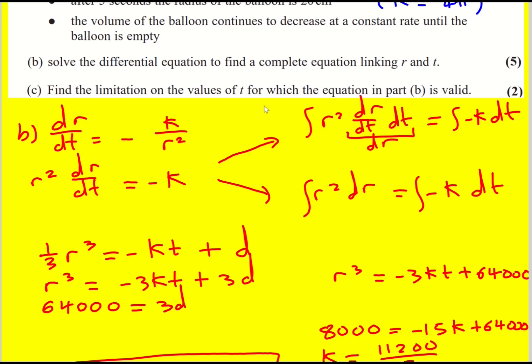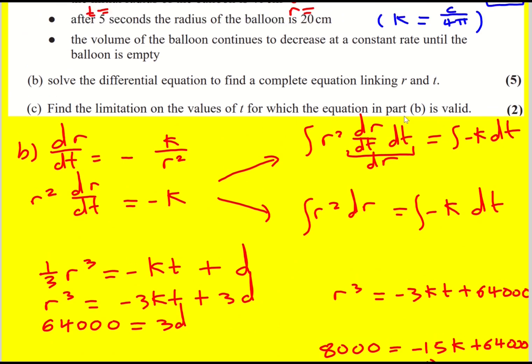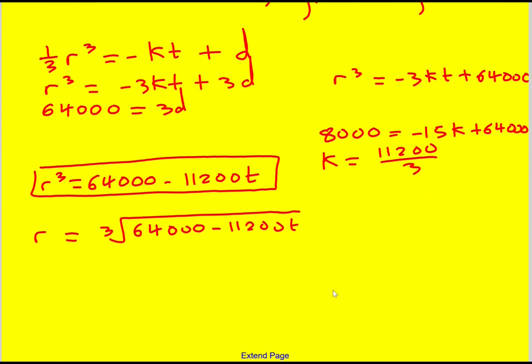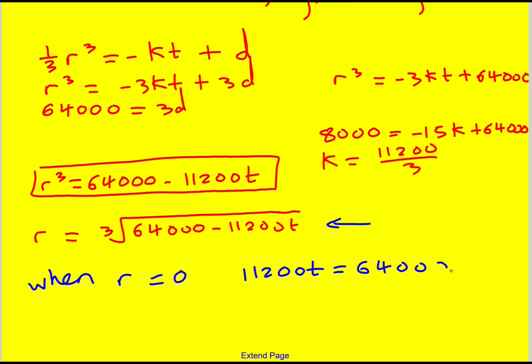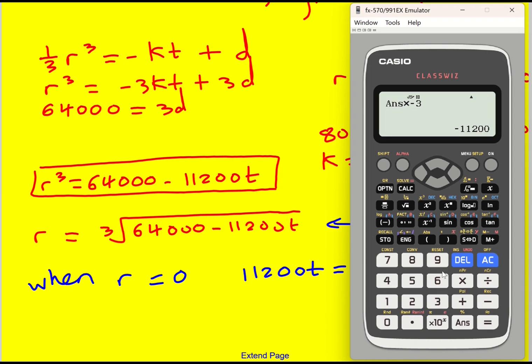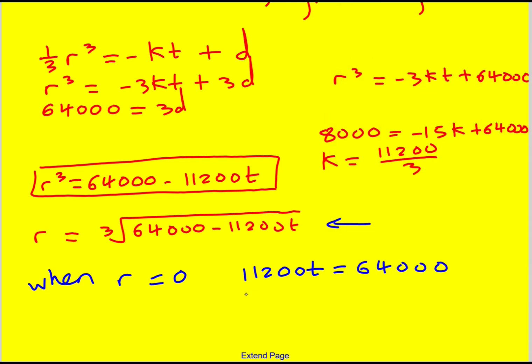Finally, we're asked to find the limitation on the values of t for which the equation is valid, and this comes back to it decreasing at a constant rate until the balloon is empty. So we're going to be looking at what happens when r is 0. Because eventually this function would become negative if you just let t get bigger and bigger, because this will become negative. You've taken the cube root of a negative. So when r is equal to 0, 11,200t is going to equal 64,000. So then we're going to get 40 over 7 for t.